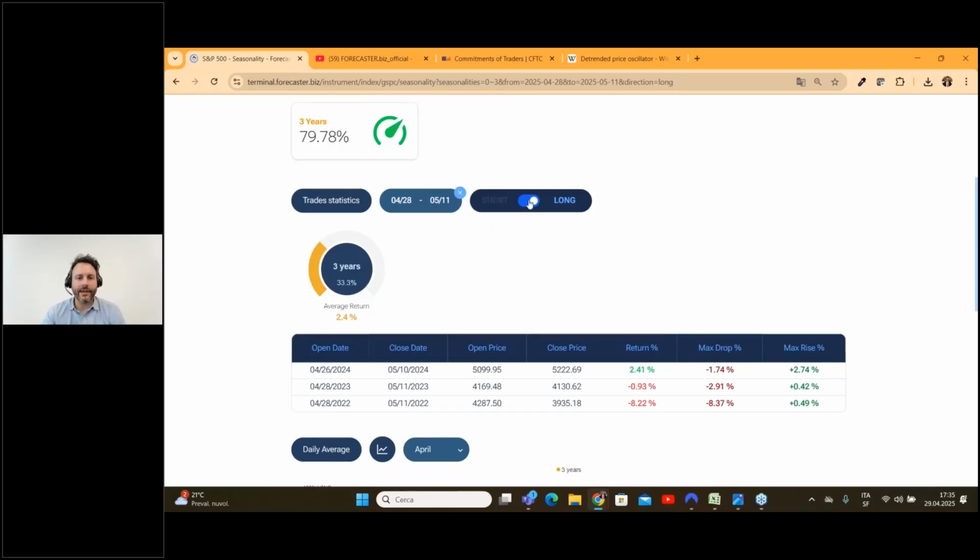Look, in the last 3 years, if we have been short, 66% of the time we had a profit with an average return of 4.6%. If we, in the same period, have been long, we had only 33% of profit with an average return which dropped to 2.4%. What this data means is very simple.